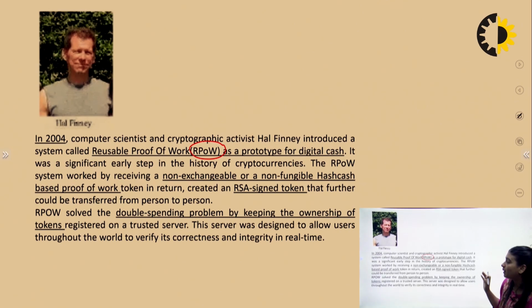Now, this particular paradigm worked by receiving a non-exchangeable, hash-code-based proof of work, and it created RSA-signed tokens that can further be transferred from person to person. This concept is able to solve the double spending problem by keeping the ownership of the tokens. So what is double spending? It is using the same money twice. That is the double spending problem, and this particular concept was designed in order to solve it.